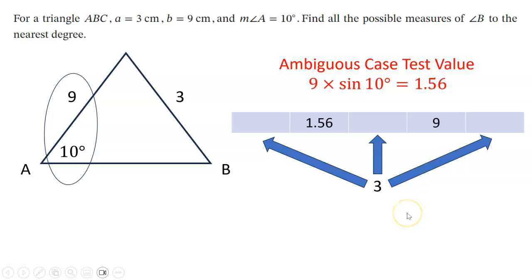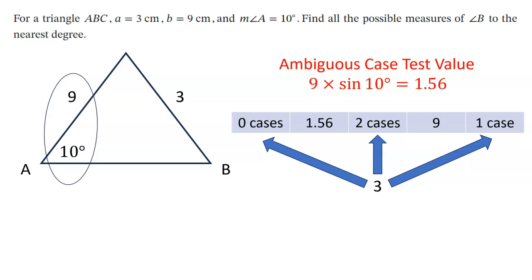And here's the ambiguous case consequences. If the number that's across is smaller than 1.56, there is no such triangle that we can work with that does this. If it's between the two numbers, 1.56, the test value, and the adjacent side length here, 9, then there are 2 cases and we have to consider them both.